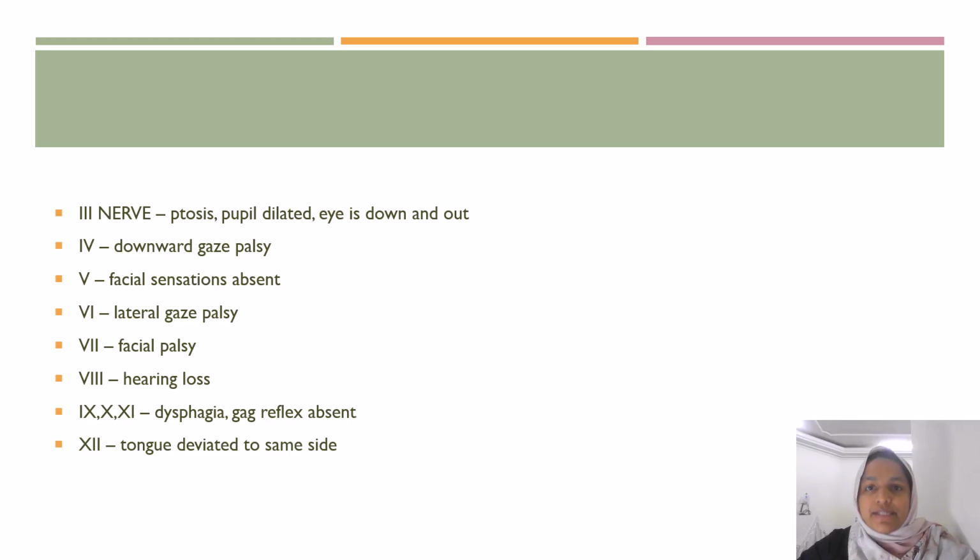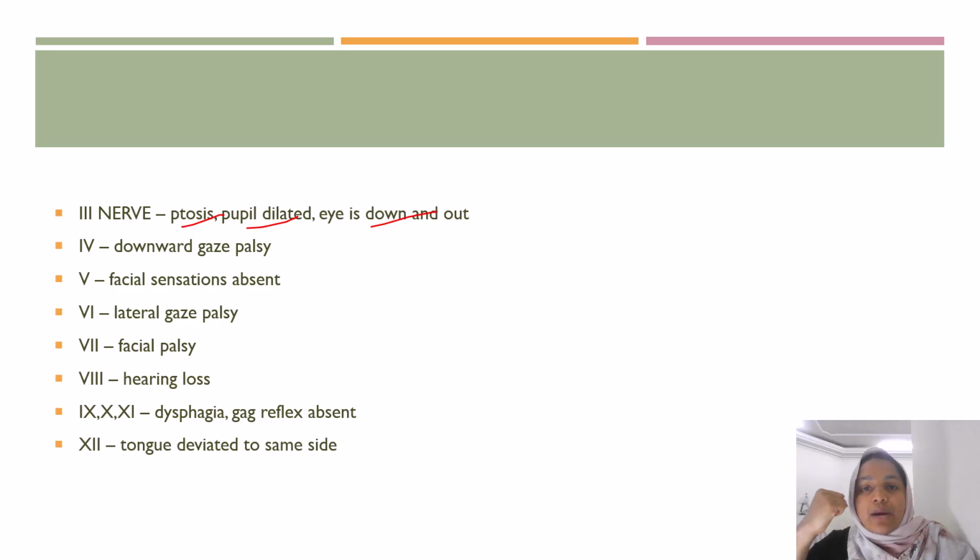Now, what will be the manifestations? We have to pick. They won't say the patient comes with third nerve palsy. The question will describe the symptoms of the patient. So, what are the symptoms or presentation of third nerve nucleus lesion or third nerve palsy? There is ptosis. The pupils will be dilated. Eye is down and out. Why is this happening? Because the oculomotor nerve is supplying the constrictor pupillae. If the constrictor pupillae is affected, the pupils will be dilated.